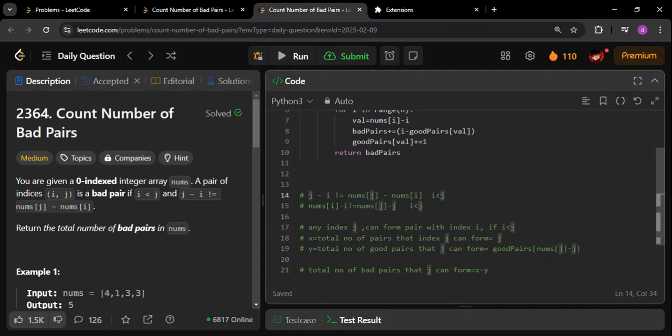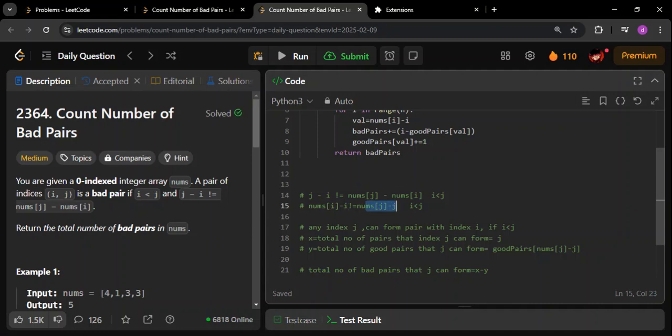Now let me rearrange the terms. What I'm doing is very simple. This particular term I am now taking from RHS to the LHS. Similarly, this particular term I am taking from LHS to RHS. So what will happen now? It will become nums of i minus i is not equal to nums of j minus j.